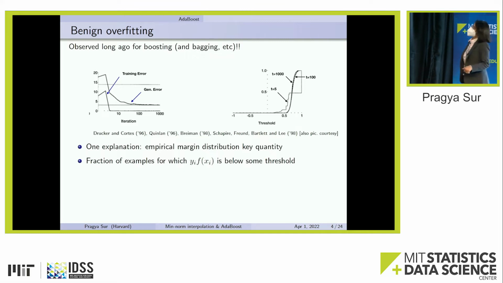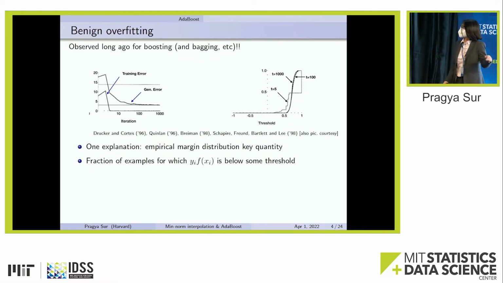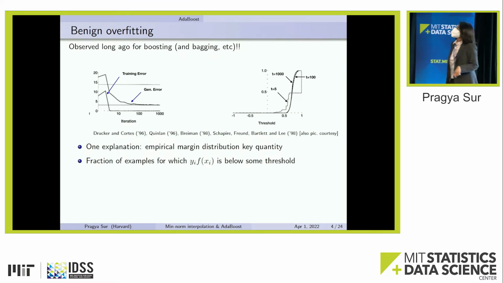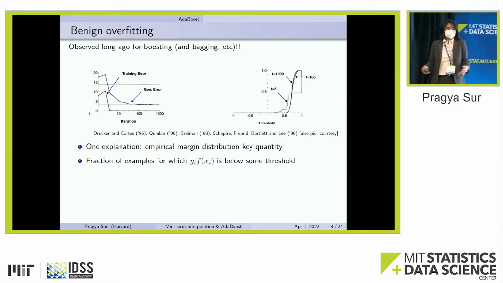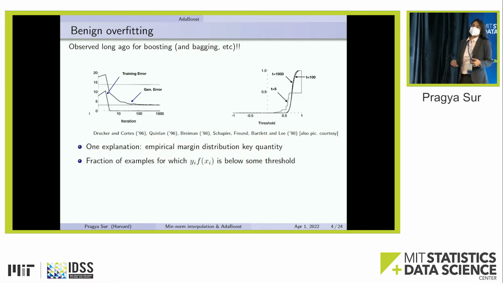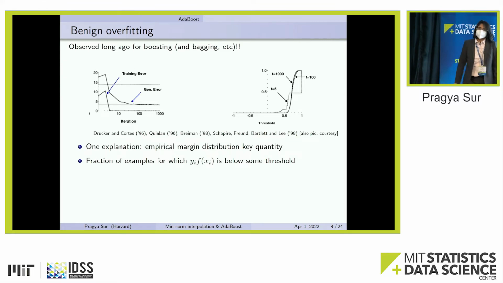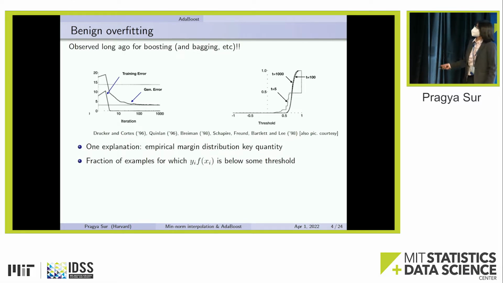So I'm going to define a quantity. If I have a classifier, let's represent a general classifier by the function f. Let's restrict to a binary classification problem for this talk. So the response or outcome variable is just plus or minus 1. Then the margin of any training data point for this classifier f is just given by the product of y_i times f of x_i.